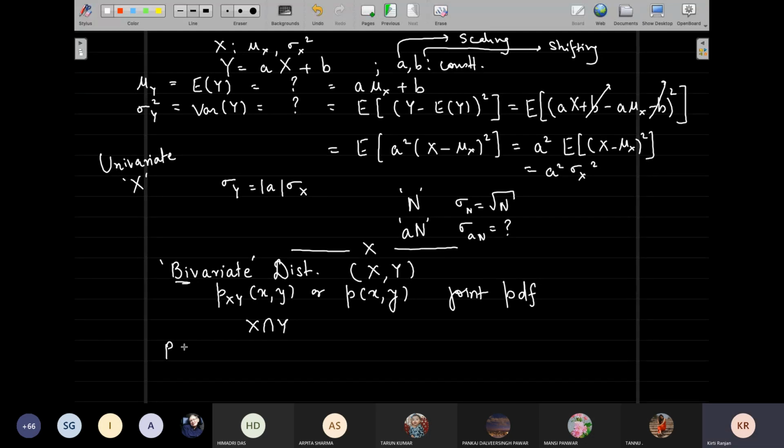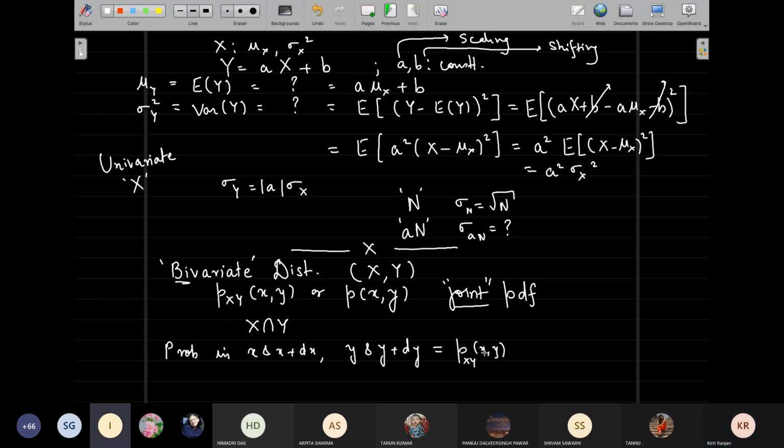So if I want to write down the probability of finding something in x and x plus dx and y and y plus dy, then how will it be related with the joint PDF? So it should be the PDF, Pxy(x, y), times dx dy.